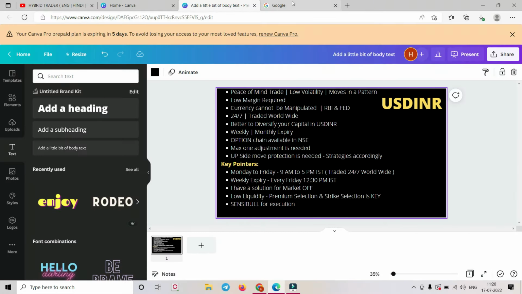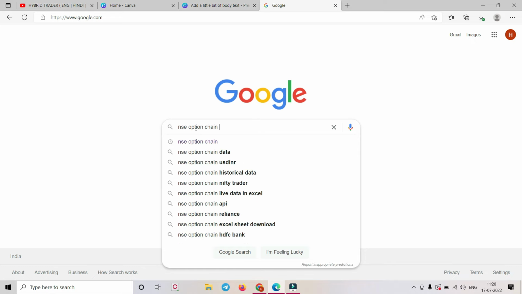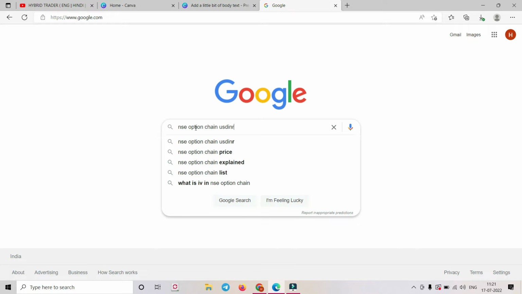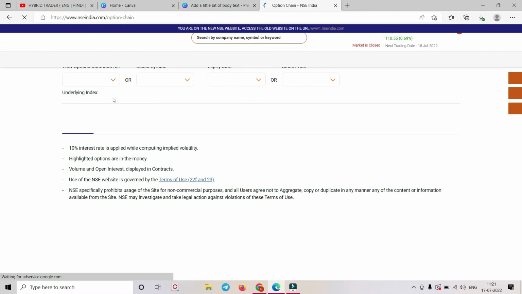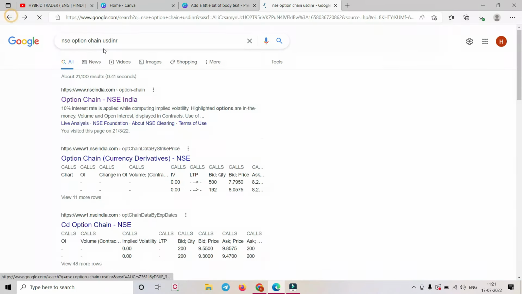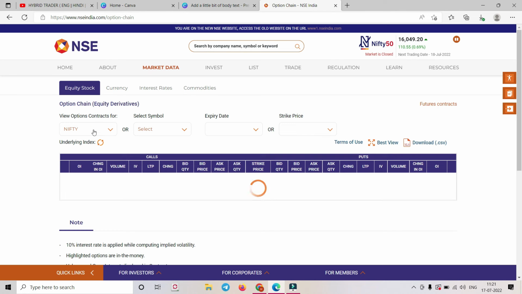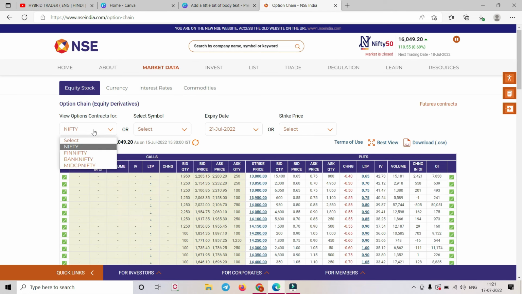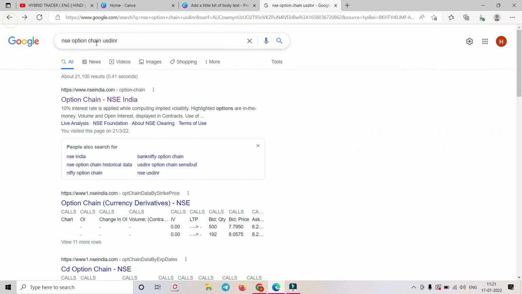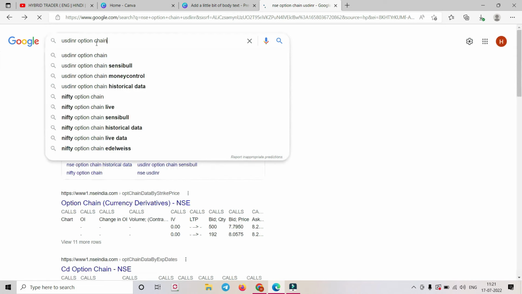What you have to do is go to Google and type NSE option chain USD INR. I think this works. The moment you do, this is the option chain for your USD INR. Let me see whether we have USD INR option chain.